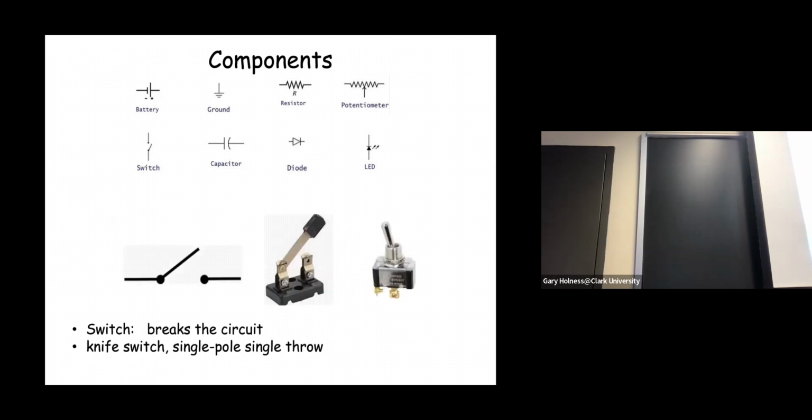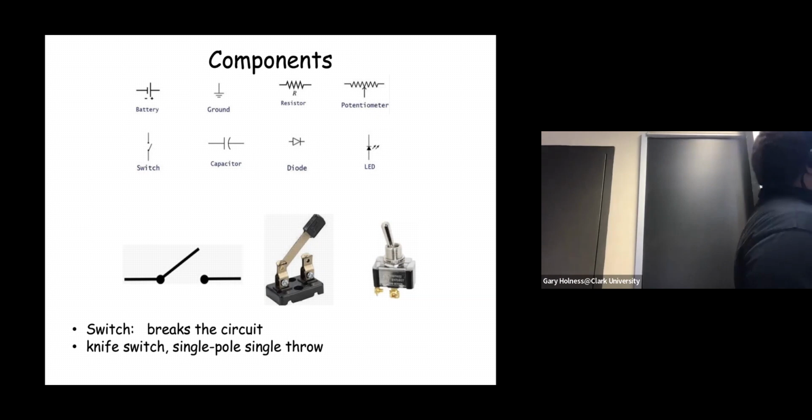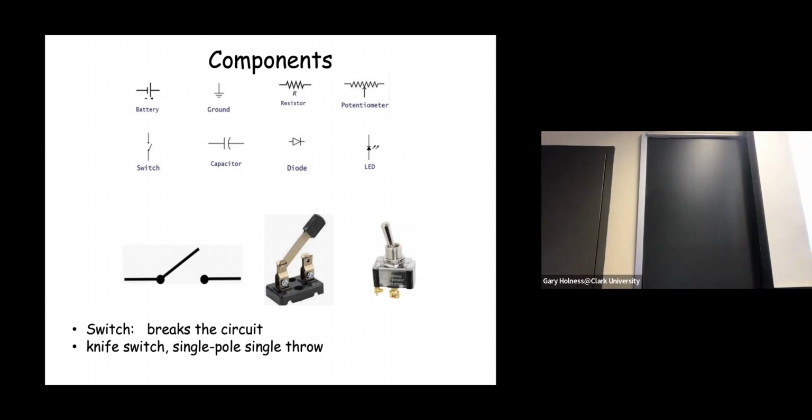This is a switch, and a switch breaks the circuit. Well, this is the diagram for a switch, and there are all sorts of switches. These are two examples of a switch. This is called a knife switch, kind of like in the movies, Frankenstein and the things. And this is called a single pole, single throw switch.